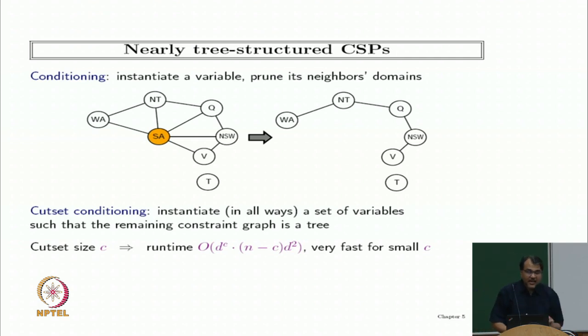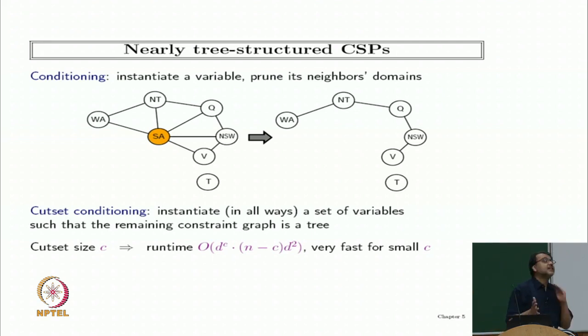In general, if there are c variables that I need to set to make my graph a tree, then these c nodes are called cut sets. This is a technical term, a graph theoretic term. It says that a cut set is those nodes that as soon as I remove them and associated edges, my remaining graph becomes a tree.